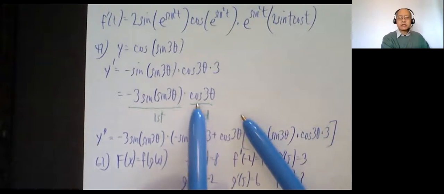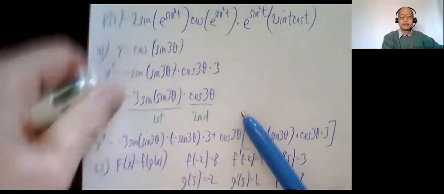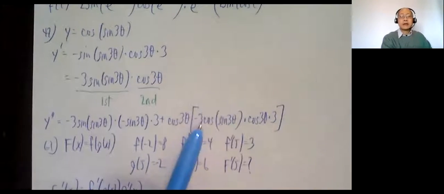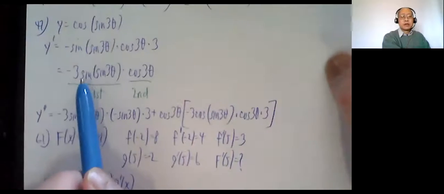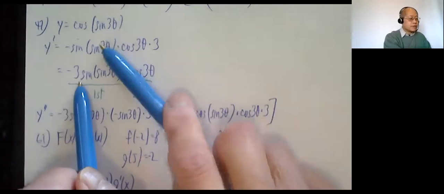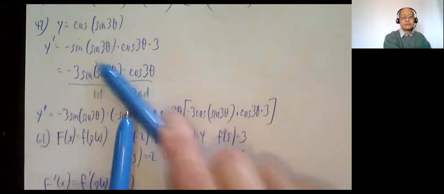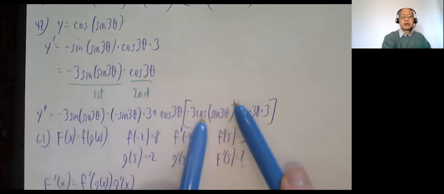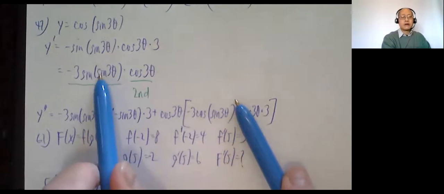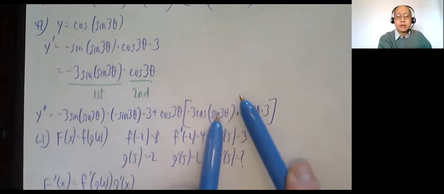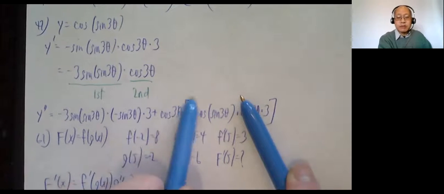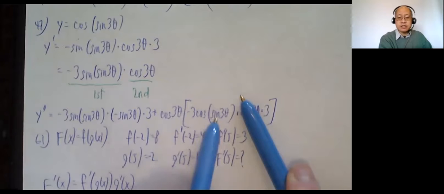Plus second function, cosine of 3 theta, times the derivative of the first. So I have to differentiate this mess. The derivative of negative 3 sine of something is negative 3 cosine of the thing inside, sine of 3 theta, times the derivative of the inside. So every time you finish one derivative, you have to take the derivative of the inside function.